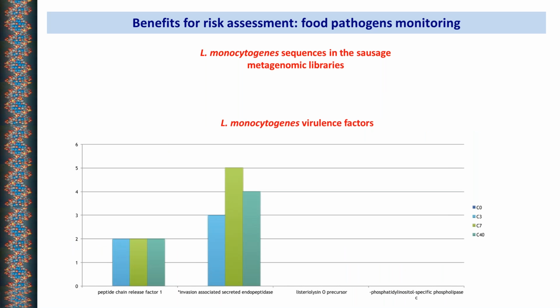So you can see that there is a very low number of virulence genes that are present in the libraries. If you ask me what is the meaning of having five sequences that are matching with invasion-associated secreted endopeptidases, I'm sorry, but I cannot answer you. I don't know yet.